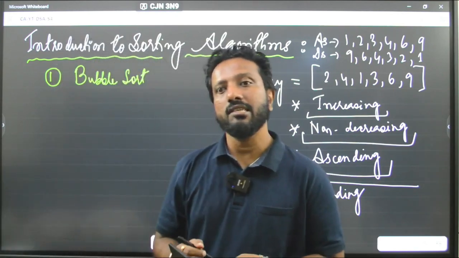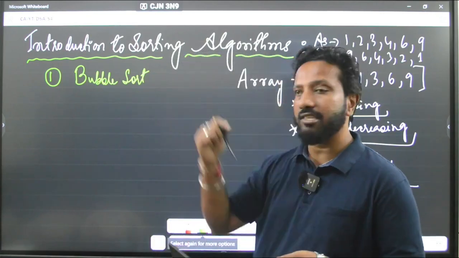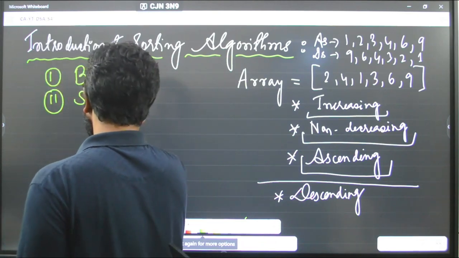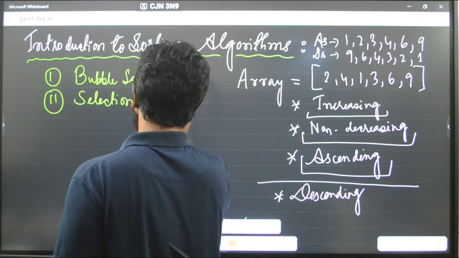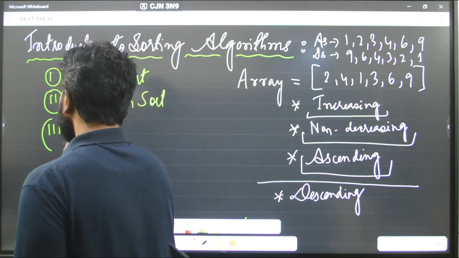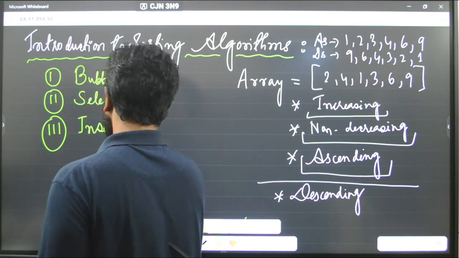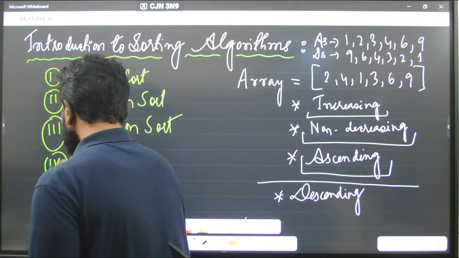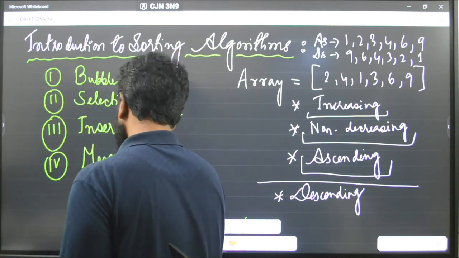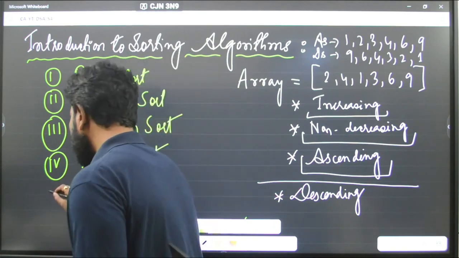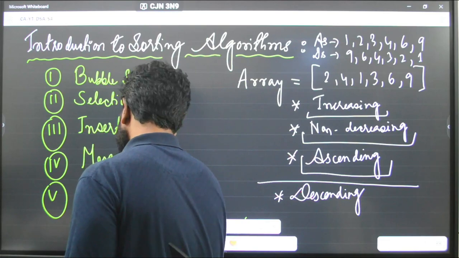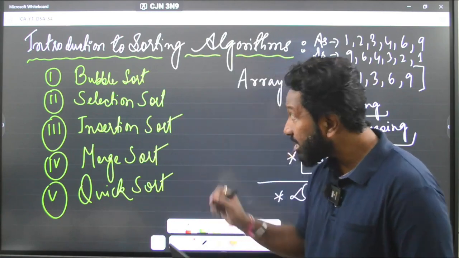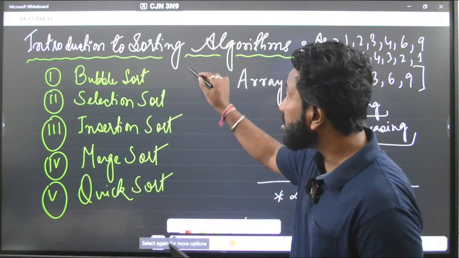The simplest algorithm that we have is bubble sort, and then we have selection sort, insertion sort, then merge sort, then quick sort. These are some of the important ones.